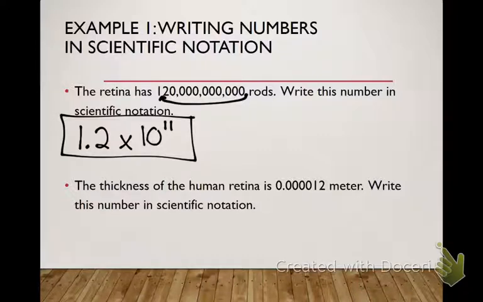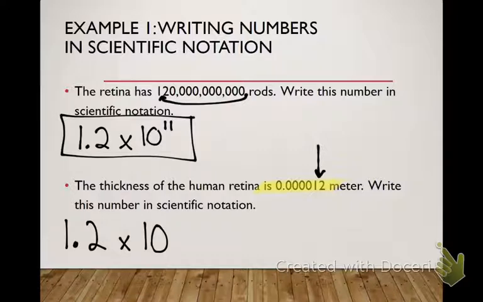Now in the second one, I have a very small number, 0.0000 and then a 1 and a 2. My process for writing the decimal number is still the same. I go to my first non-zero number and I place my decimal after that number. So it's going to be 1.2 again. Notice 1.2 is the same as the first one too. Times 10, it's still powers of 10.